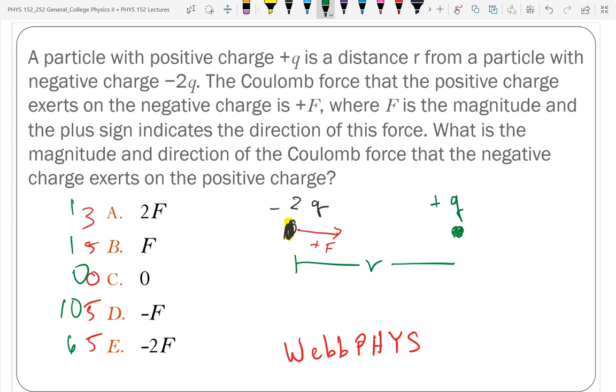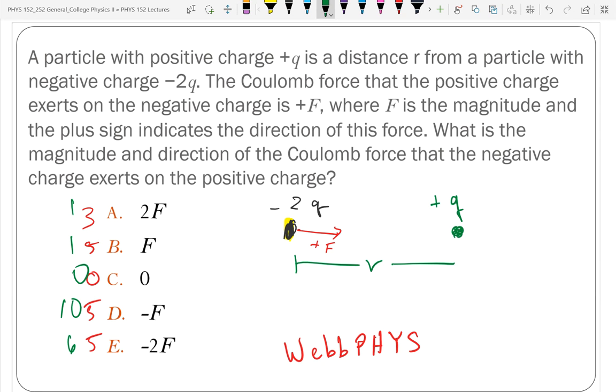Now, is it minus F or minus 2F? Just minus F. Okay, just minus F. And what was your reason for saying it's just minus F? I said that because they would cancel each other out. Okay, I'm not sure I followed exactly your reasoning. Doesn't mean you're wrong, so don't take it the wrong way.